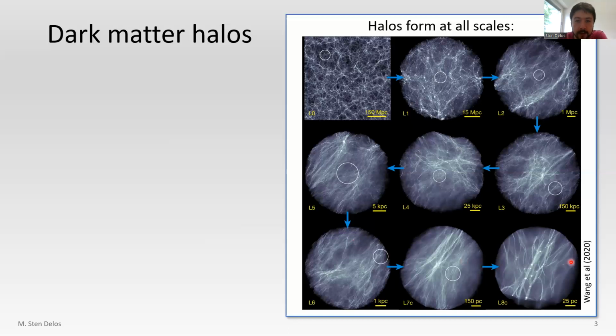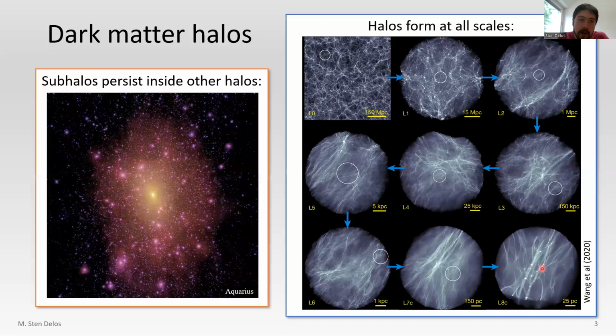We can keep zooming in. At the smallest scale, we'd see halos that are around Earth mass. Also, there are subhalos that can persist inside larger halos. Here's a picture of a simulation of a Milky Way scale dark matter halo, and all these points in here are subhalos.